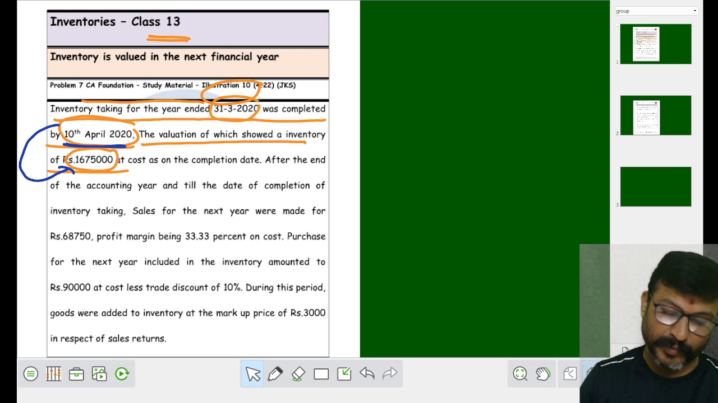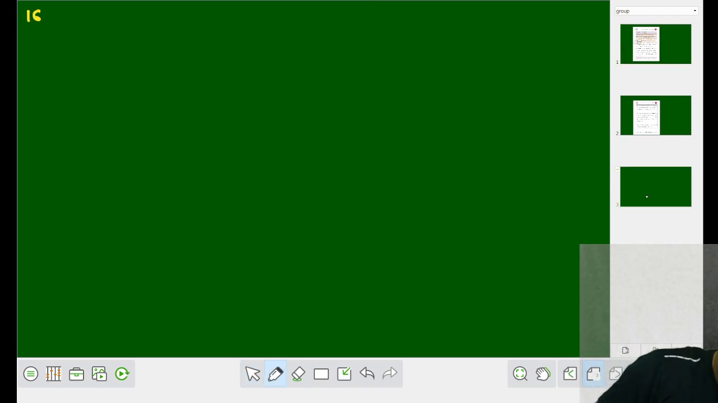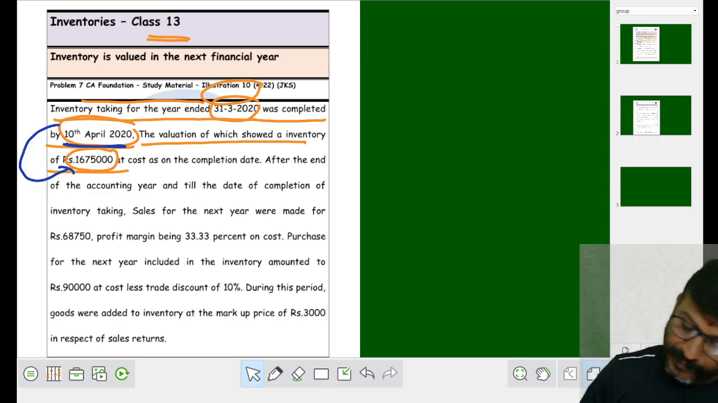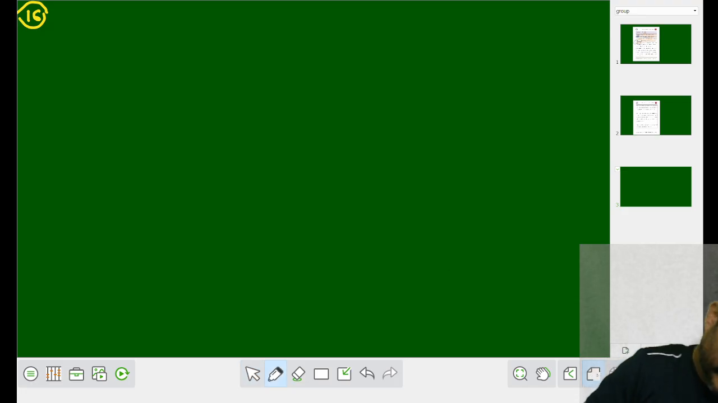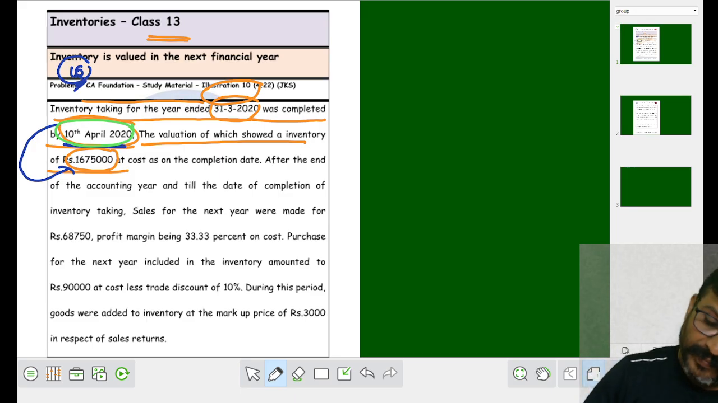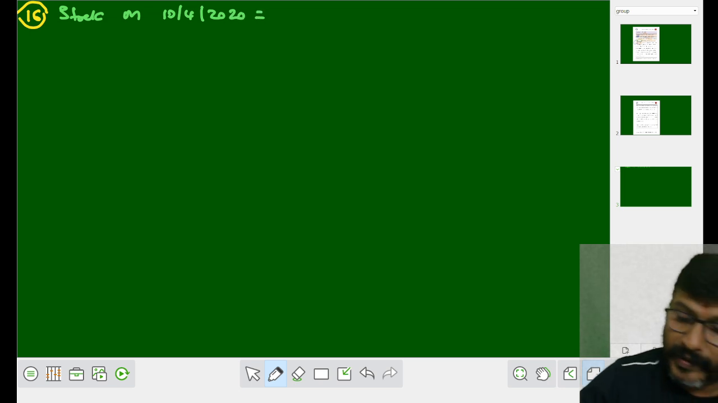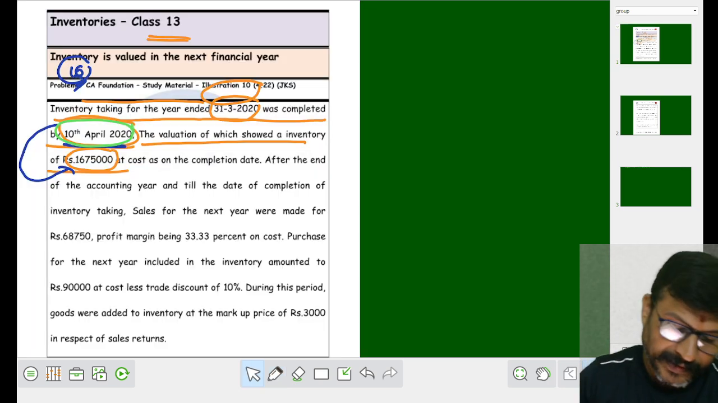So now let us write the problem number. I think it is problem number 16. 15 problems are completed. It is not the seventh problem, it is problem number 16, my dear students. Okay, now you write 16. When the stock is given, stock on what date? 10th April 2020, right? How much stock is given? It is 16,75,000.